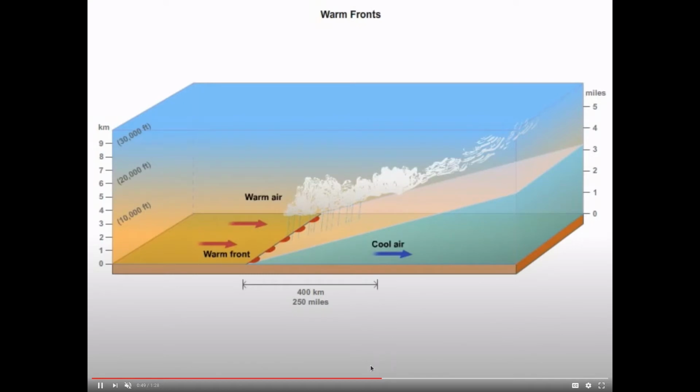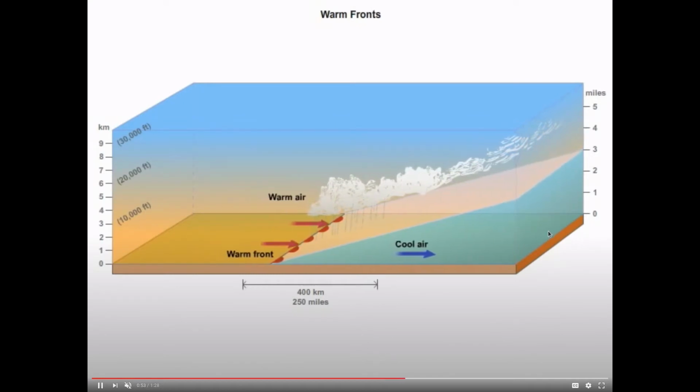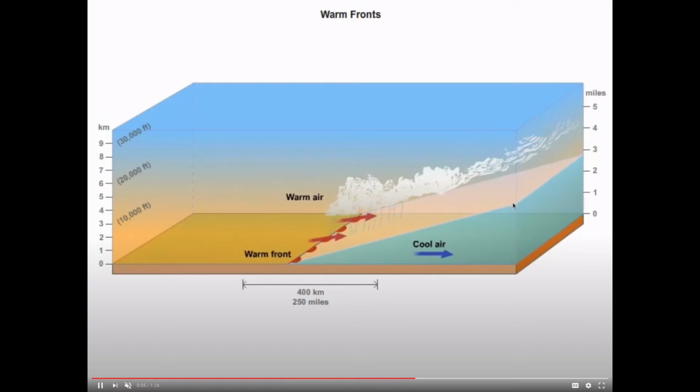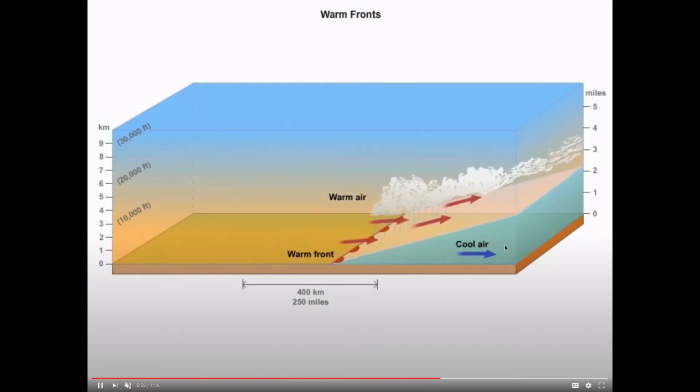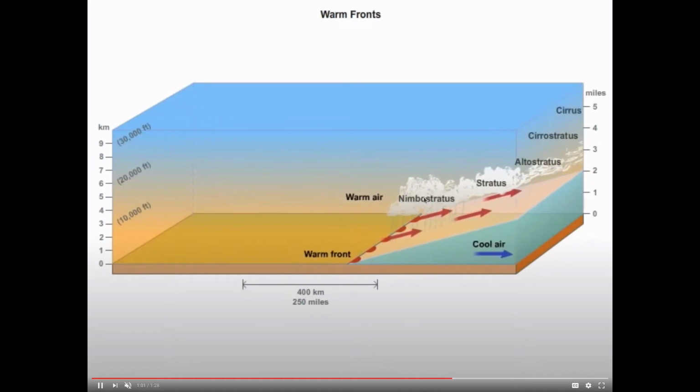So I'm going to start with this warm front. So if you were standing here, the warm air is going to push the cold air out of the way. And so if you notice, the altitude of the clouds is just going to get lower and lower and lower until you end up with the nimbostratus rain clouds.